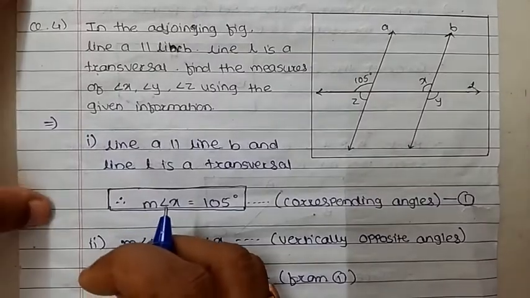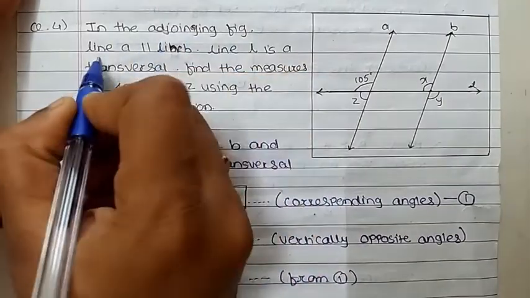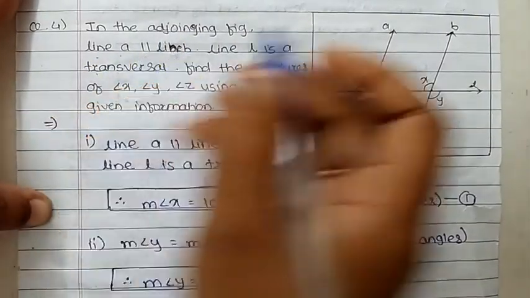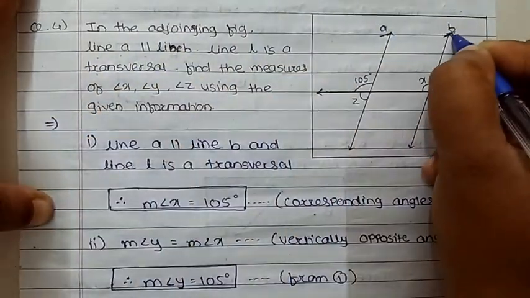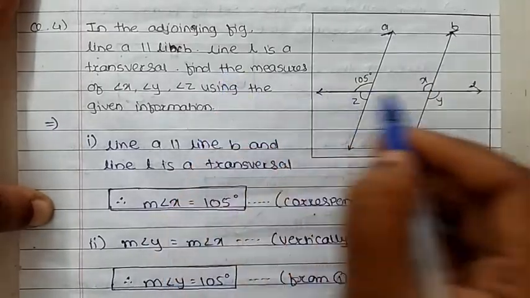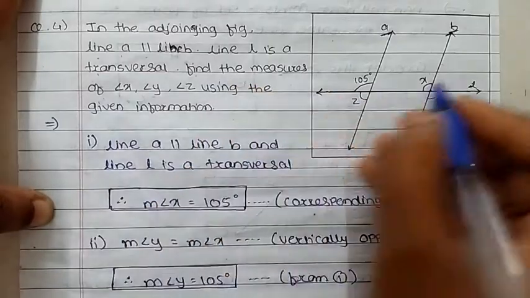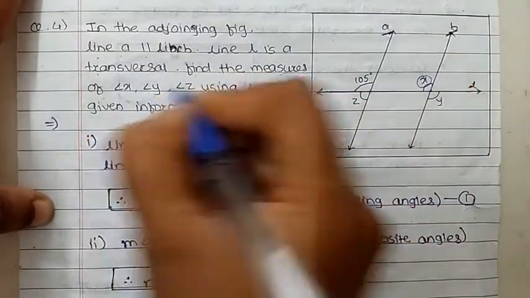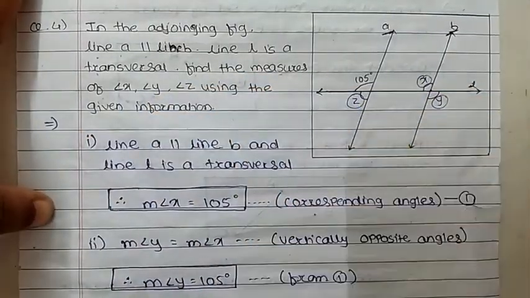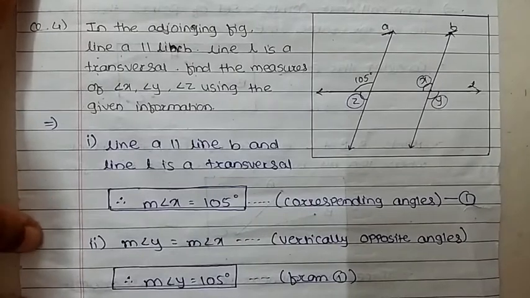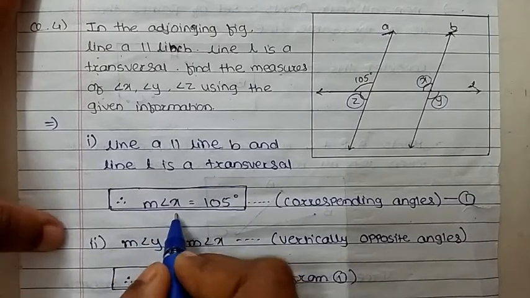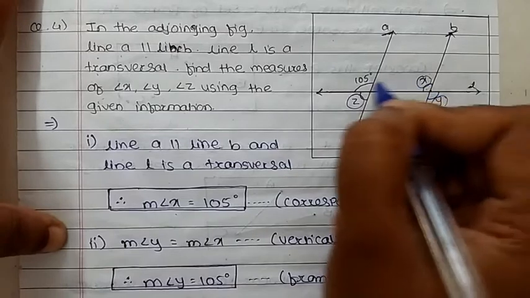Question number 4. In the adjoining figure, line A is parallel to line B, and line L is the transversal. Find the measure of X. We have to find out X, Y and Z. So when we calculate X, where is X? X is here, correct?